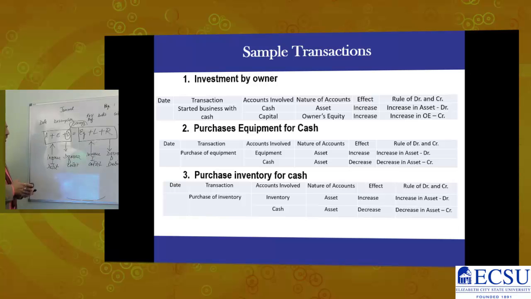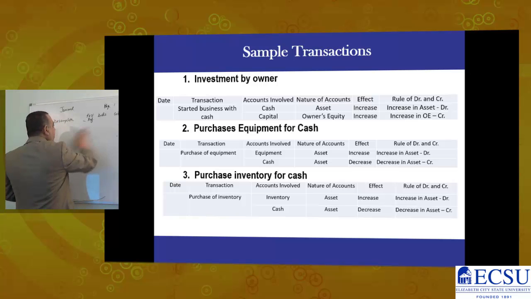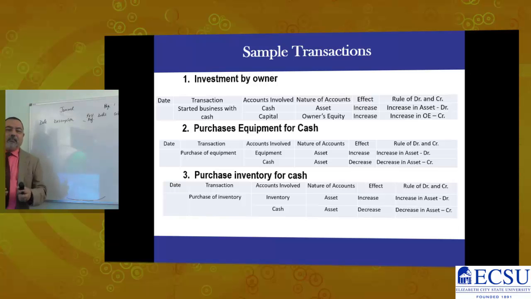Now, if you just take the sample transactions, if you look at the transactions that are given to you, let's implement the rule of debit and credit. Now it says investment by owner. Number one, the transaction is that the owner started business with cash. So first, you have to understand that cash is involved.